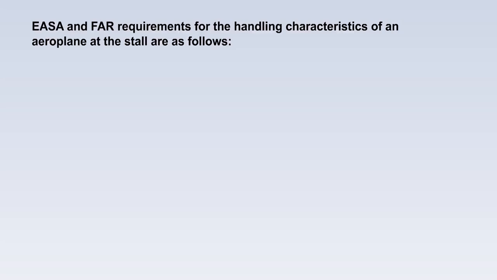This section of the lessons on stalling deals with the characteristics of various wing forms and how they affect an aircraft's behaviour at the stall. We shall start with a summary of the requirements for stall characteristics, laid down by the European Aviation Safety Agency, EASA, and the American Federal Aviation Regulations, or FAR.